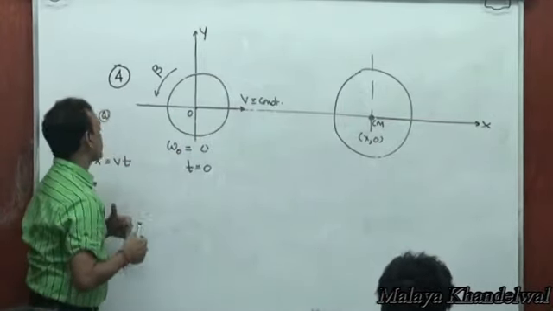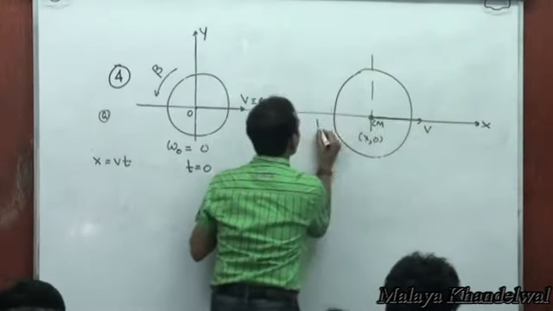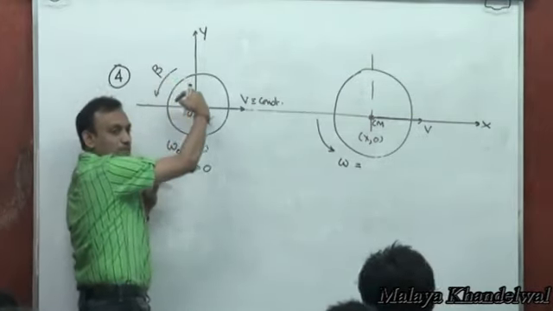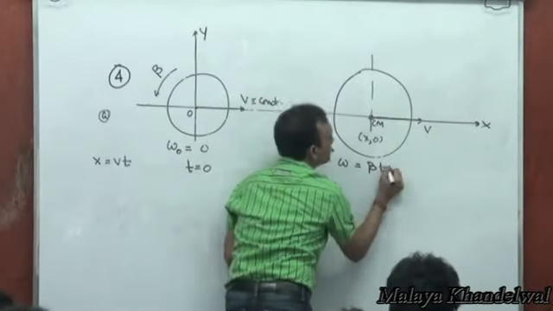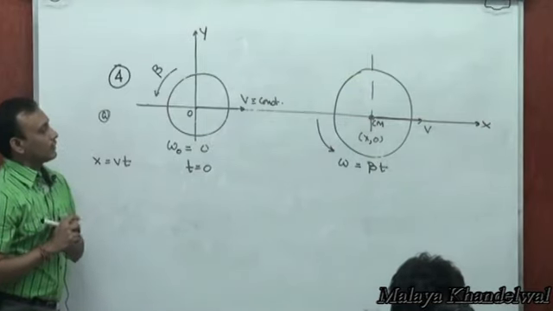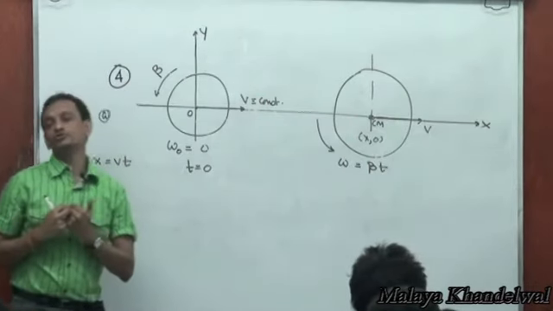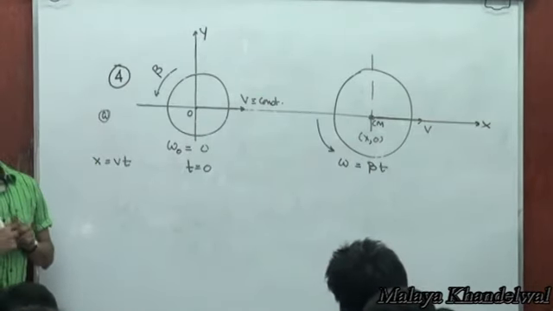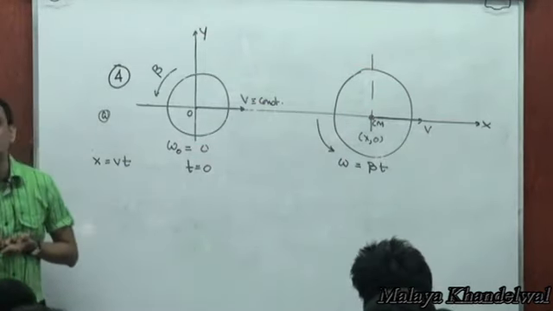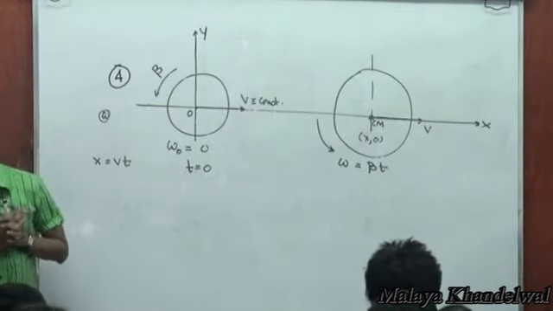And at this instant of time, its angular velocity omega would be omega naught plus beta t. So it's going to be beta t would be its angular velocity, right? I want to be able to assess the path traced by the instantaneous center with these kinds of velocities and angular velocities.